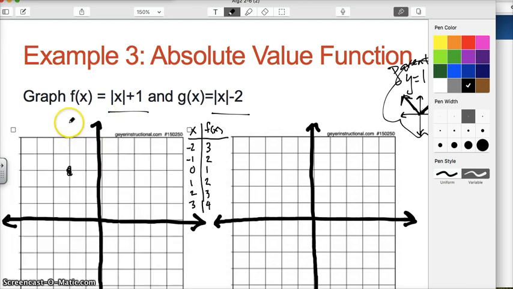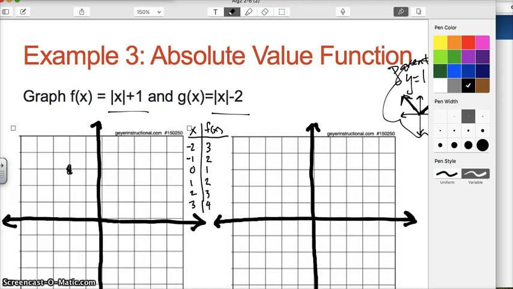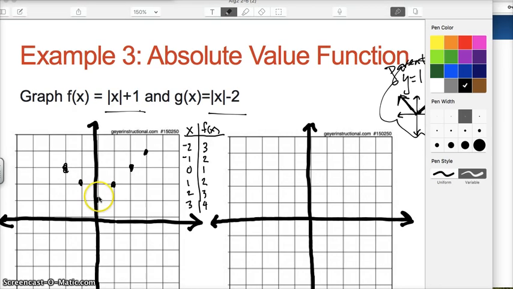All right, graph, be my friend. So I plotted my points, and I see that this will continue out in this direction, and this will continue out in this direction, and there's my v, just as we said, up 1. Let's do the same thing for the g of x function.